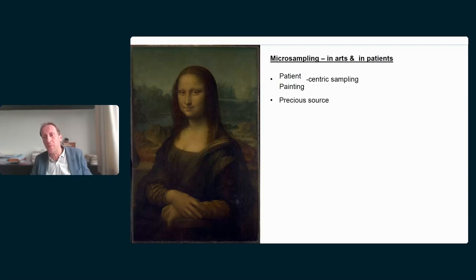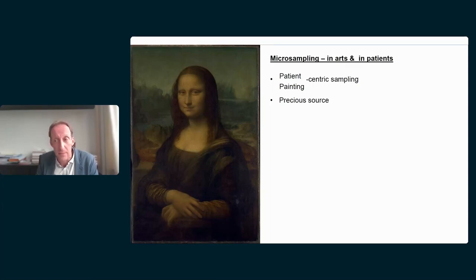Something else which is in common between the Mona Lisa painting and patients is that they both represent a precious source. I guess we can all agree that the Mona Lisa is rather precious. I looked it up, and roughly already back in 1962, it was estimated at a price of 100 million euro. If we take inflation into account, that would amount to something like roughly 1 billion these days.